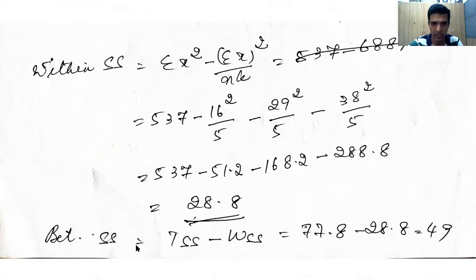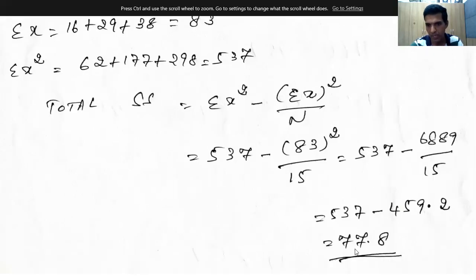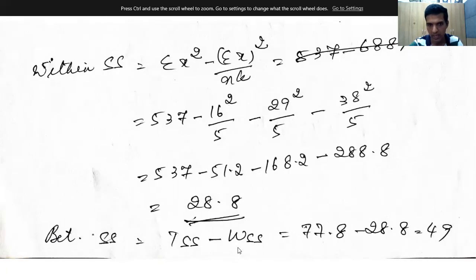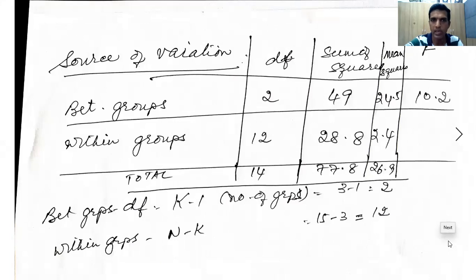How do you get between sum of squares? It's very simple. Total sum of squares minus within sum of squares, that's the value of between sum of squares. So between sum of squares is 77.8, as you can see here, and then within sum of squares you got the value here, 28.8, so that is 49.